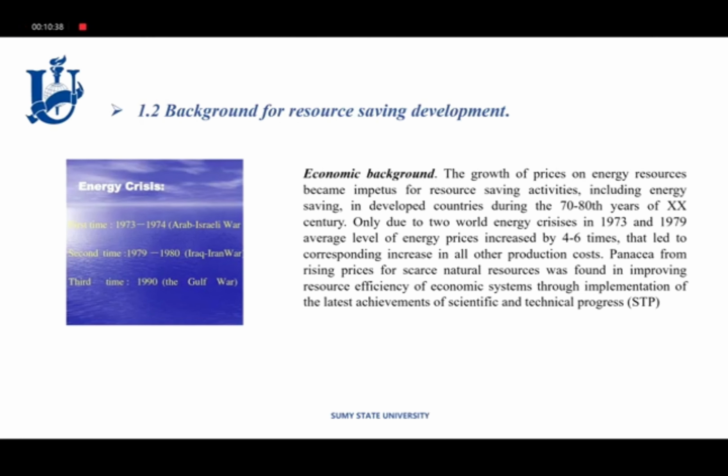Reduction of material and energy intensity of products produced in developed countries was most clear after the oil shock of the 1970s. Thus, the reduction of energy intensity of gross domestic product during 1970 to 1990 amounted to, for example, in the USA, 46%. Japan, 35%. In West European countries, 35 to 45%.